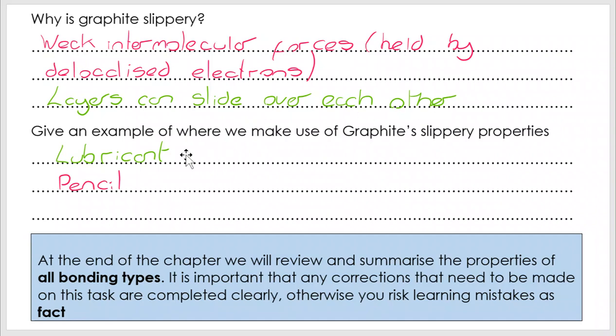Graphite can also be used as a lubricant. It can be used to get door locks that have been blocked up, for example, so keys can move within there. Now, you do need, and I keep emphasizing this within this topic, you need to use the right terminology in the right place if you're going to be successful in the bonding topic.